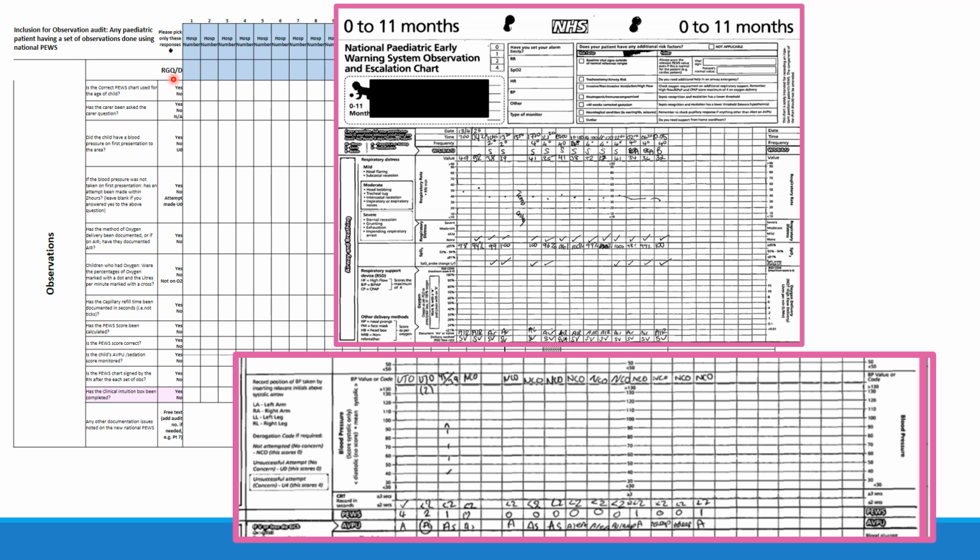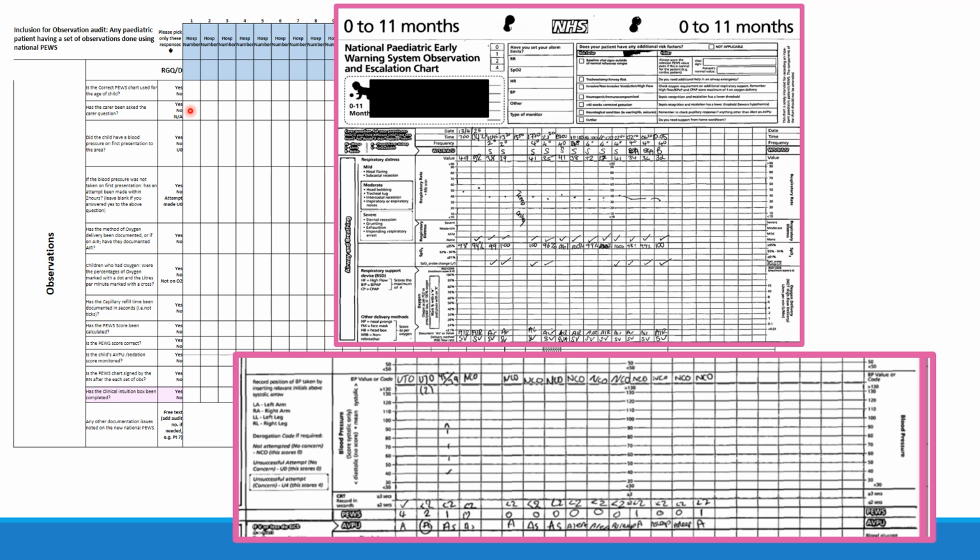You're then going to check to see if it is the correct age chart for the child. So this example one is 0 to 11 months old, and I know that this child that I'm auditing is 2 months old, so I'm happy that this is compliant, and I'm going to write a yes in this box here. I'm then going to move on to my carer question, and this is very dependent on the area in which you're auditing.